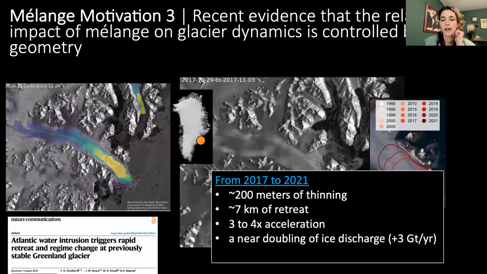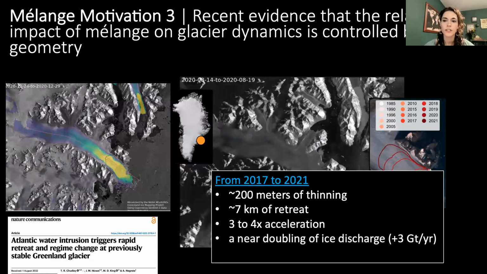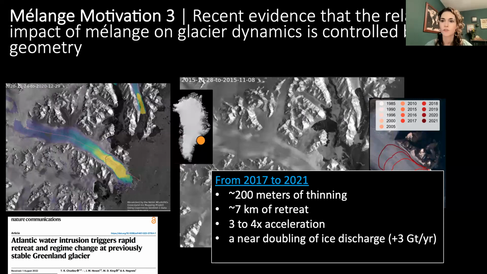And then finally, the third motivation for studying mélange is that we are starting to understand the impact it can have. Whether or not mélange is important seems to be really related to the geometry of an individual fjord.